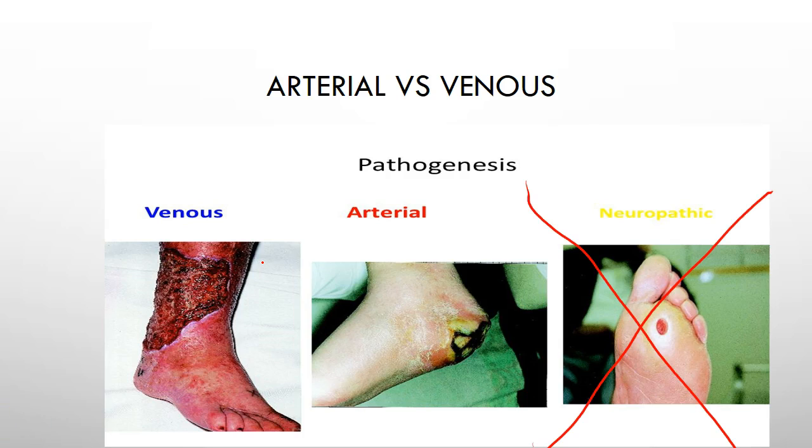So there's a big X on the neuropathic. So you have an arterial wound and a venous wound. So arterial wounds need to be kept dry, and debridement cannot occur until they have been revascularized, because if they have an arterial wound, they do not have good circulation to the wound, therefore they cannot heal. So if you try to debride it, you're going to cause issues.